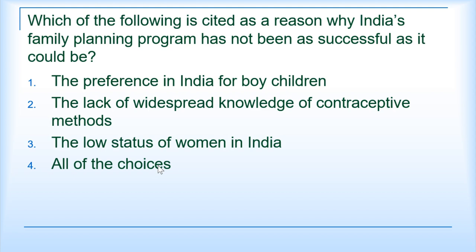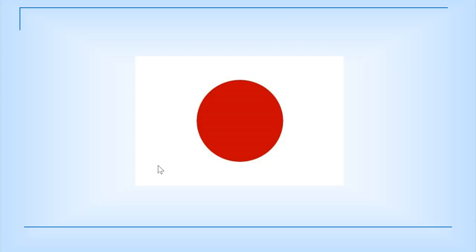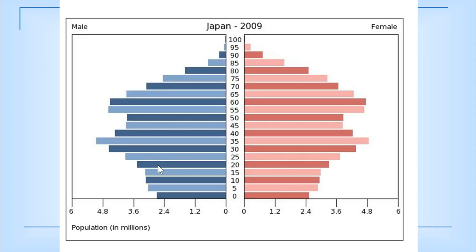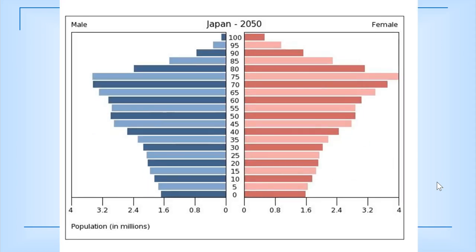Okay, I know we're approaching the 30-minute mark. We're just going to look at a couple more countries and then we'll be done. All right, Japan. They are experiencing negative growth, and we will talk about that more later on. In 2050, they'll have a bulge. They will have way more people than their population can support, and so that is a problem.